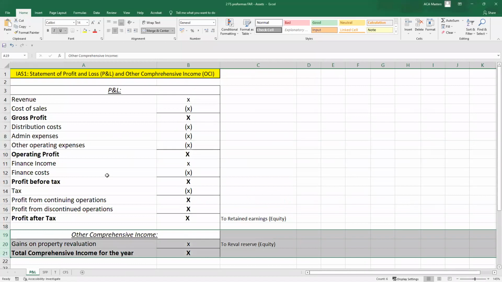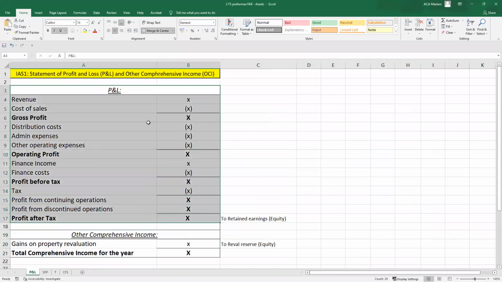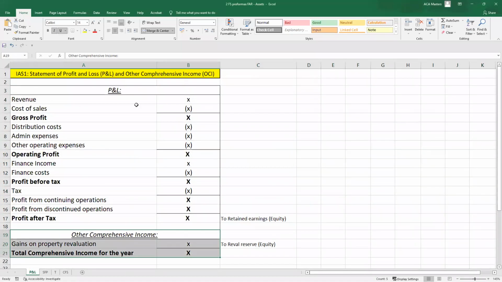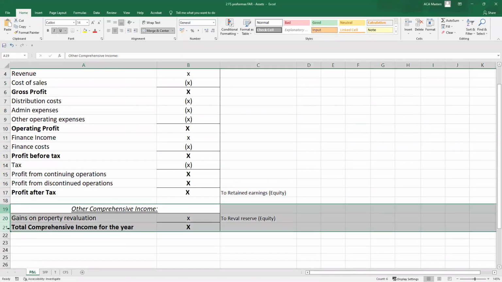So you can think of the income statement as being divided into two. You've got the profit and loss, and then you've got other comprehensive income. So they're both like income statements. This is where we record income and gains for the year. It's just certain types of income and gains are recorded through other comprehensive income, and it tends to be items which are more unusual or abnormal. So for example, revaluing your property.